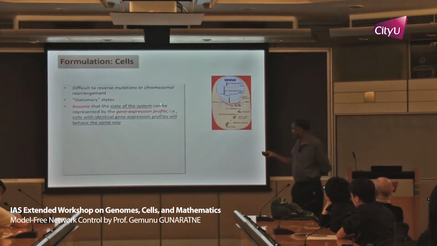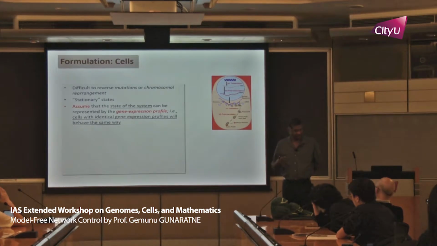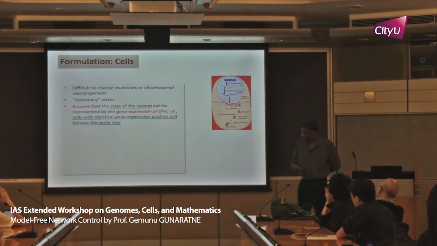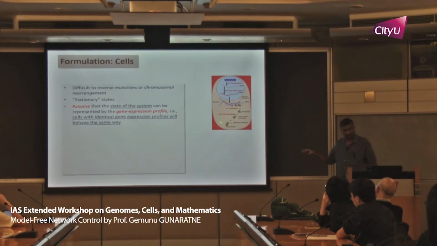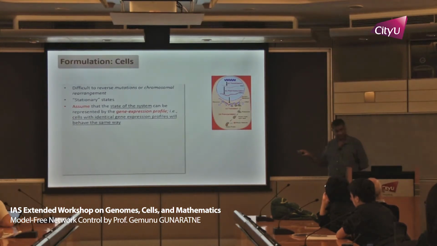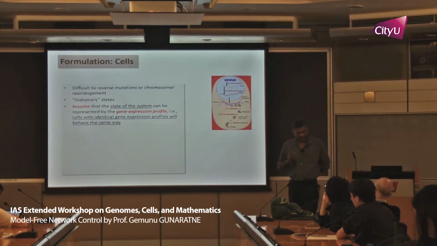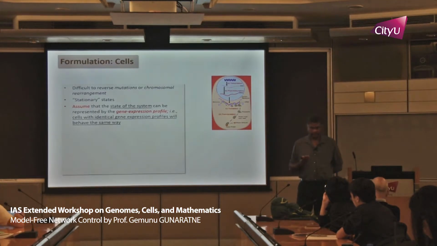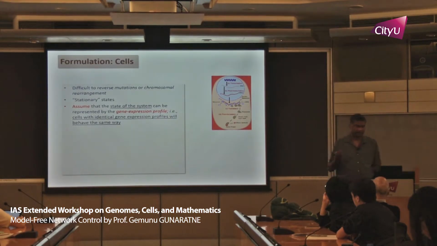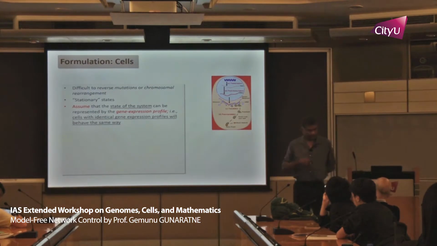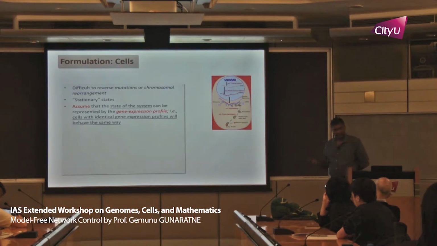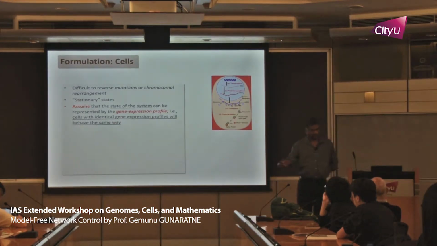I'm going to assume that the state of this network can be characterized by the levels of the genes in the cytoplasm. Again, it's not clear this is a good assumption. Maybe the levels of proteins might be important, maybe other biomolecules. But in the end, it's the genes outside of the nucleus that give rise to all of the other molecules.